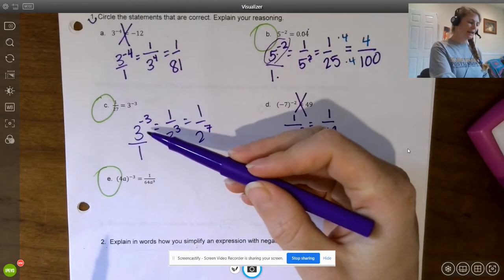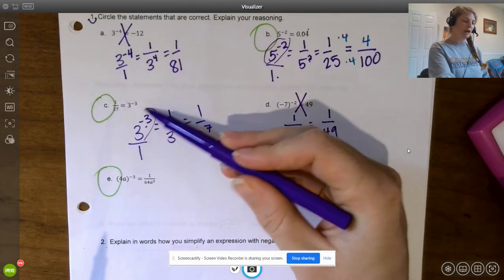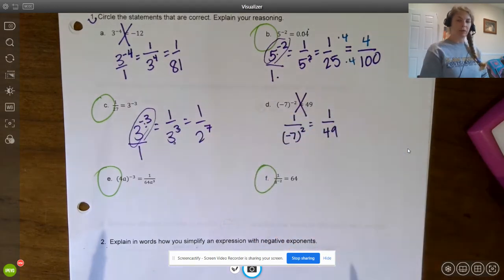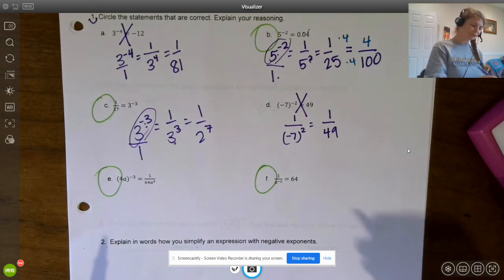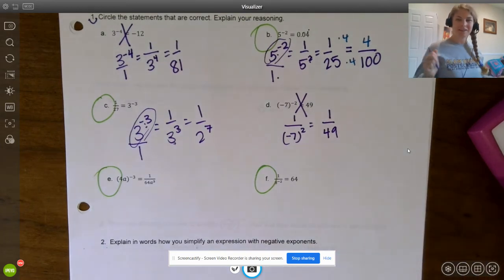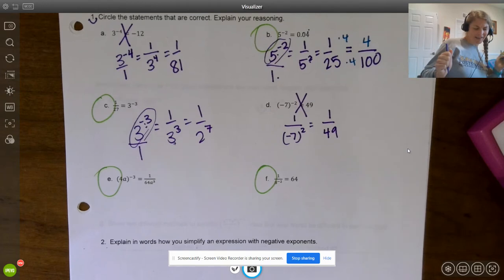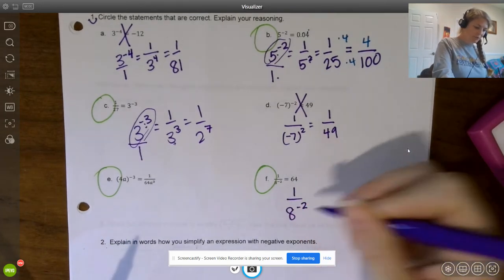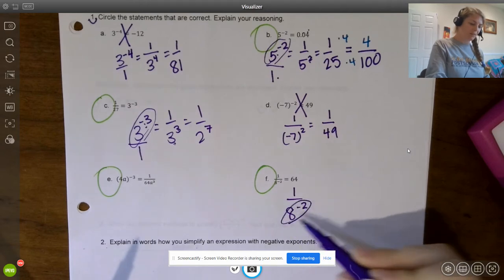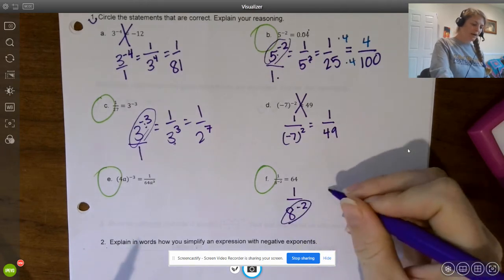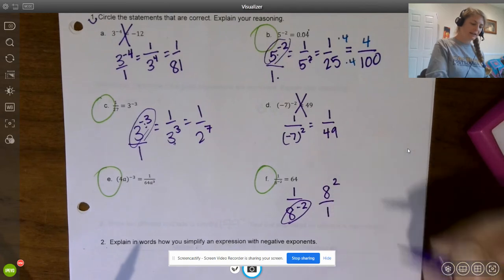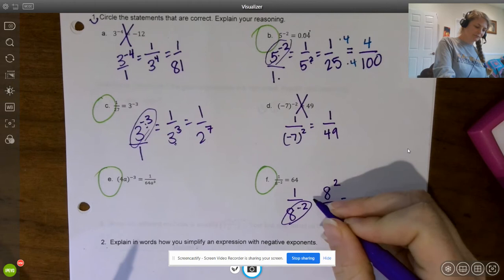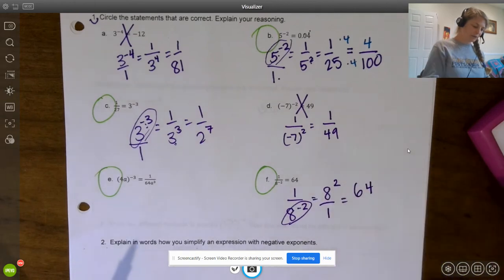Same thing here. This negative exponent is in the numerator. I took that whole power, I brought it to the denominator, and the exponent became positive. So our little rhyme is cross the line, change the sign of your exponent. So here, notice that negative exponent is living in the denominator. So I'm going to take that whole power, bring it to my numerator, and the exponent becomes positive. Cross the line, change the sign. So we know that is 64.